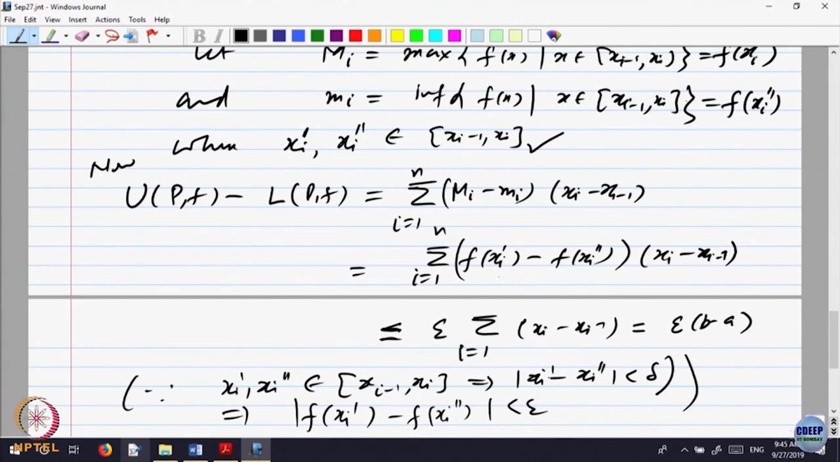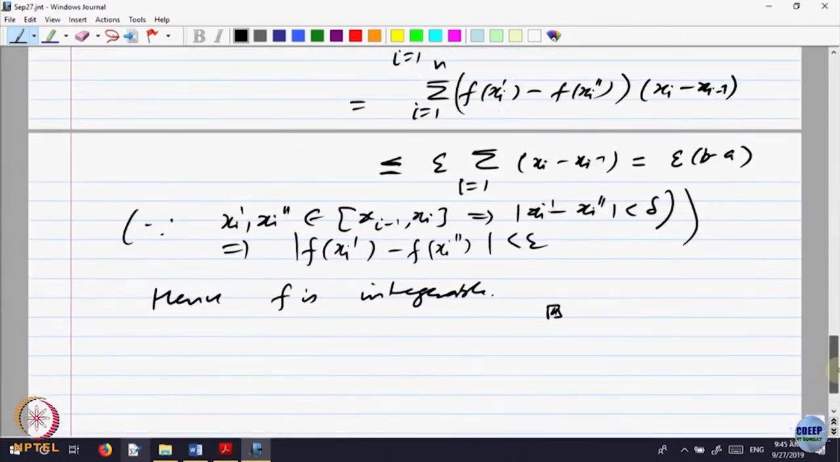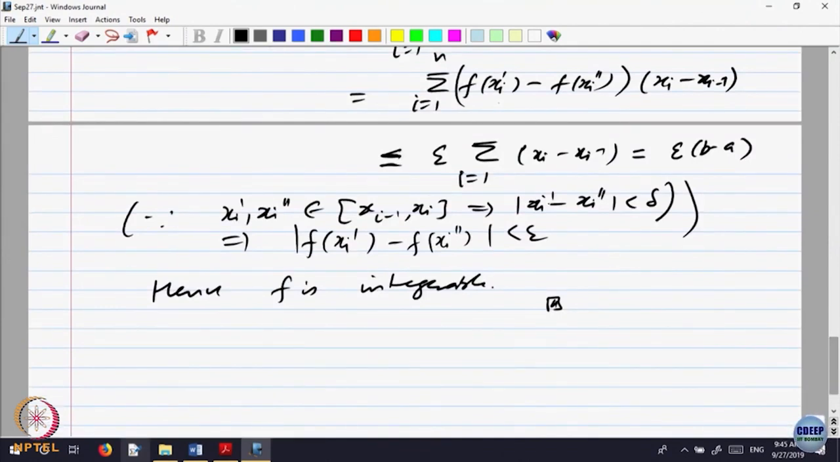So, given epsilon bigger than 0, we have found a partition P such that the upper sum minus the lower sum is less than epsilon times b minus a. So, the constant times something does not matter. We could have started with epsilon divided by b minus a, right. So, hence f is integrable. So, that proves the theorem that every continuous function is integrable.